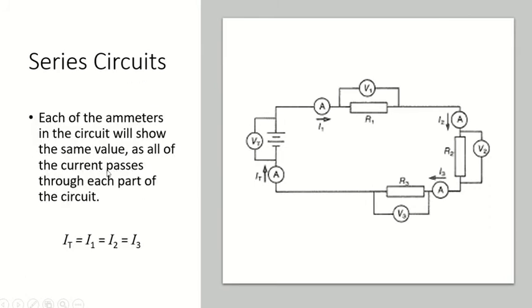Now, in a series circuit, the current is equal everywhere. So the ammeter reading for current at positions 1, 2, and 3 are all going to be equal to one another. So current through a series circuit are all going to give you the exact same value. So current is equal in a series circuit.